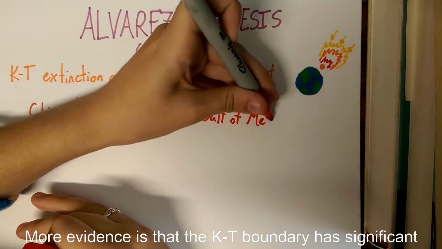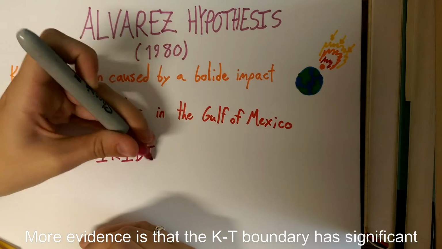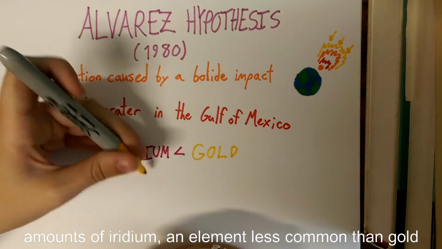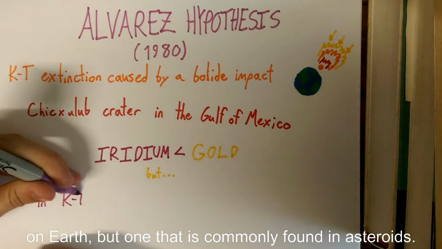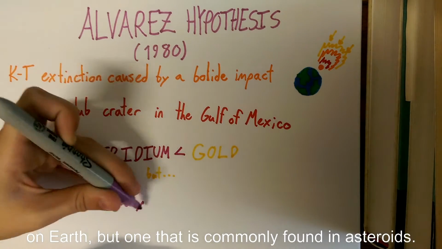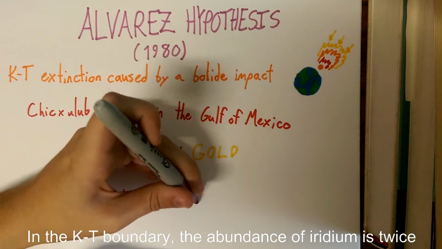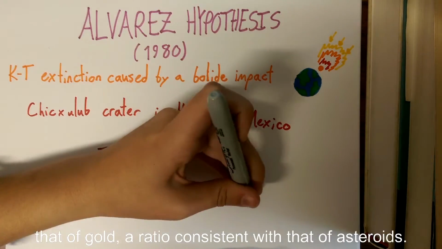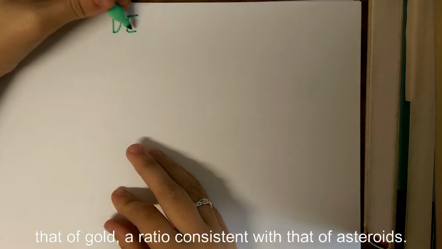More evidence is that the KT boundary has significant amounts of iridium, an element less common than gold on Earth, but one that is commonly found in asteroids. Within the KT boundary, the abundance of iridium is twice that of gold, a ratio consistent with that of asteroids.